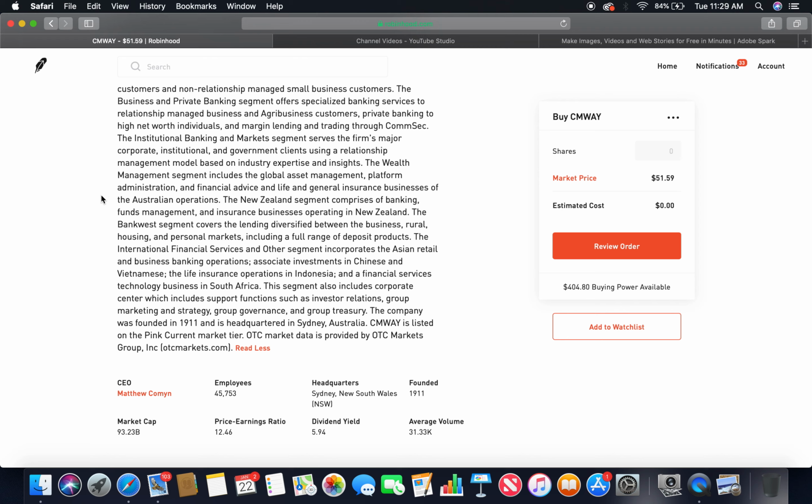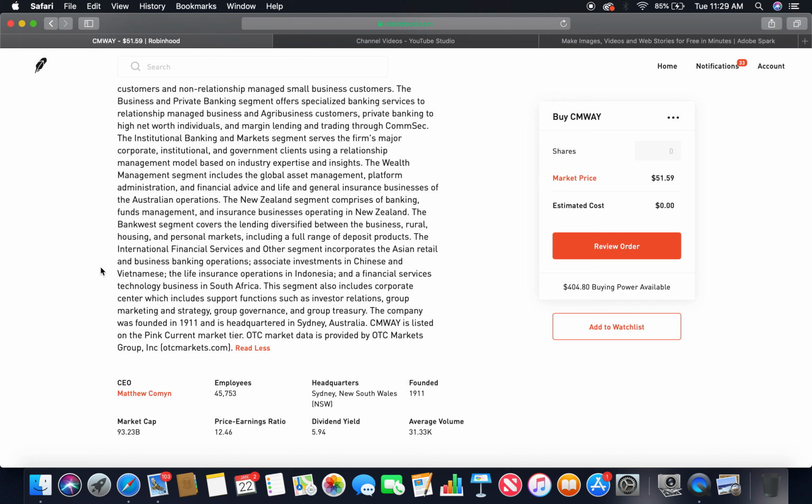The wealth management segment includes the global asset management, platform administration, and financial advice and life and general insurance businesses of the Australian operations. The New Zealand segment comprises banking, funds management, and insurance businesses operating in New Zealand. The Bank West segment covers the lending diversified between the business, rural, housing, and personal markets, including a full range of deposit products.